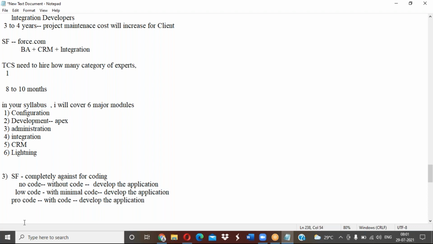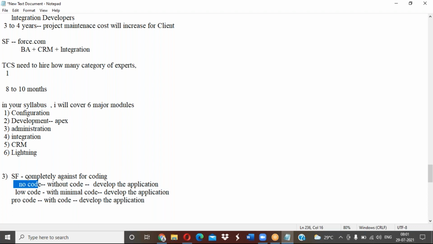Understand, all of you? So that is why Salesforce's first priority is what? No code. Without code, we need to develop the application. If not, low code. Low code means what? With minimal code, we have to develop the application. If that is also not possible, we have to write the program code. So with code, we need to develop the application. But first priority, you have to go for what?